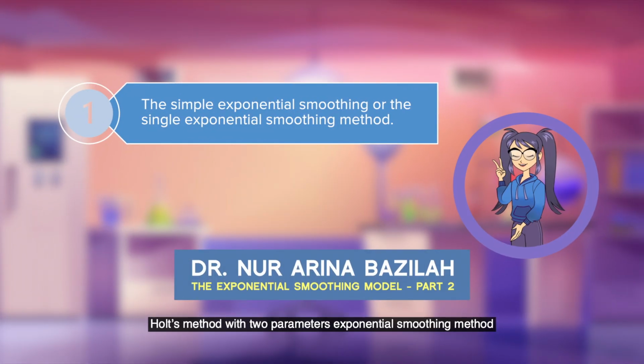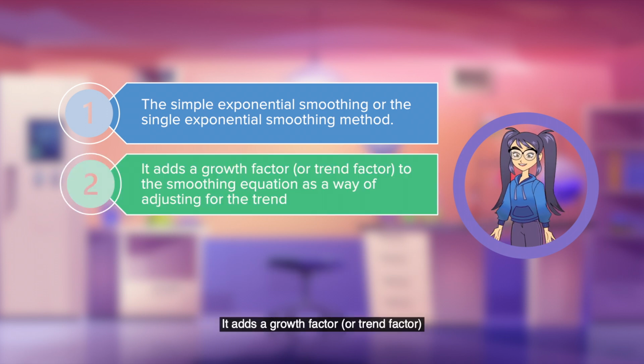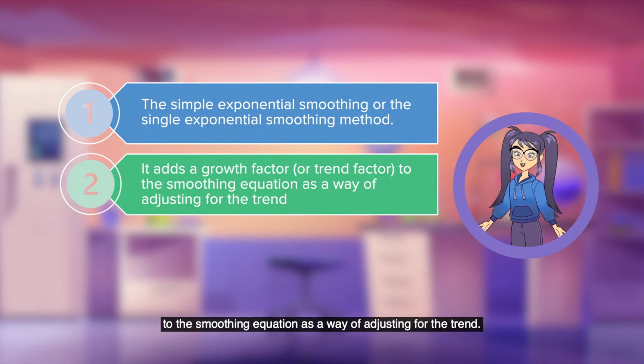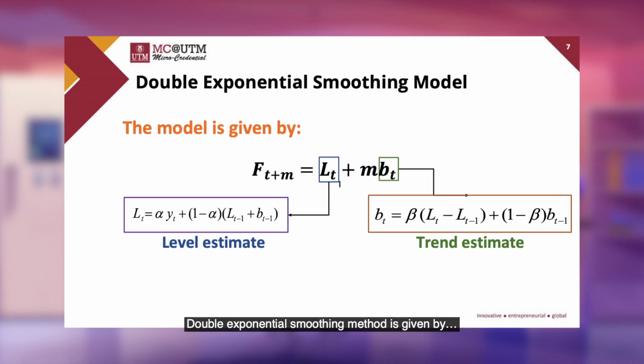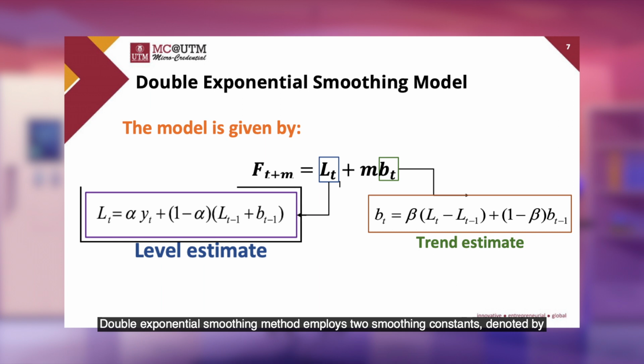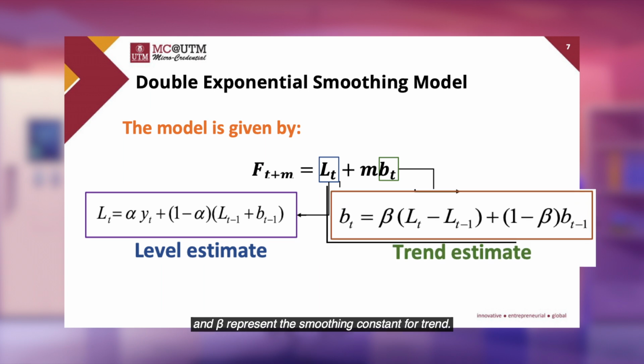Double exponential smoothing method is an extension of simple exponential smoothing. It adds a growth factor or trend factor to the smoothing equation as a way of adjusting for the trend. This model is suitable when a time series is increasing or decreasing approximately at a fixed rate. The double exponential smoothing method employs two smoothing constants, denoted by alpha, which represents the smoothing constant for level, and beta, which represents the smoothing constant for trend.